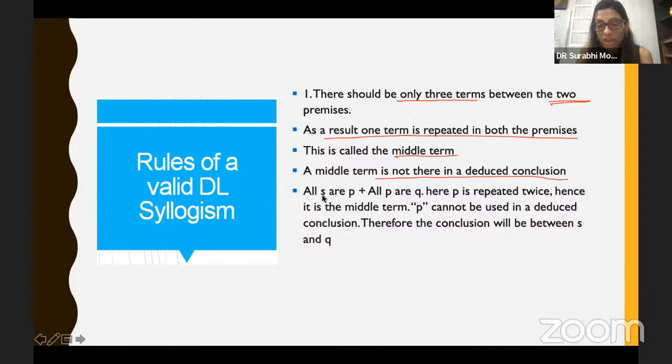So if the two statements are all SRP and all PRQ, do you notice the three terms over here? 1, 2, 2 is repeated, and 3. Because P is repeated twice, it is known as the middle term. Middle term gets cancelled and the conclusion is drawn between the remaining two terms. So the middle term here is cancelled. The conclusion will be drawn between S and Q.